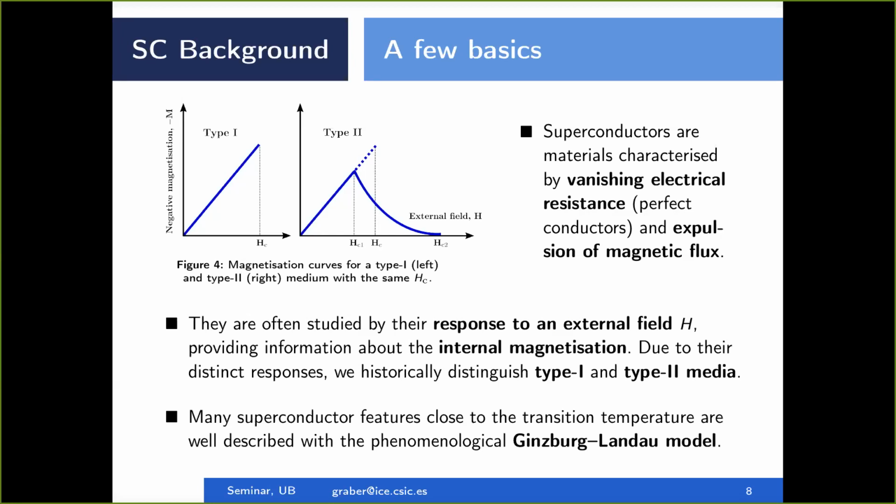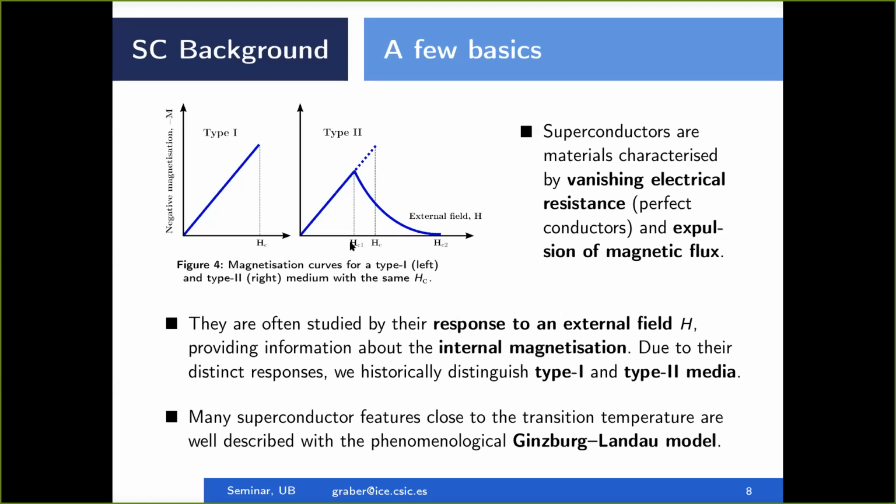And from the earliest time these materials were discovered, they were essentially studied by applying an external field and looking at what the system does as a response, which tells us something about the internal magnetization of the problem. So historically, depending on the response of the system, we distinguish two types, type 1 and type 2 media. In the type 1 system, as a function of the applied magnetic field, you can ramp up the field, and at some point superconductivity breaks down at one single value.